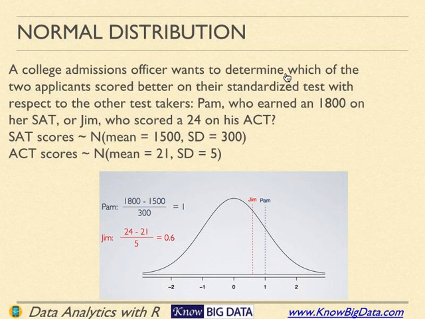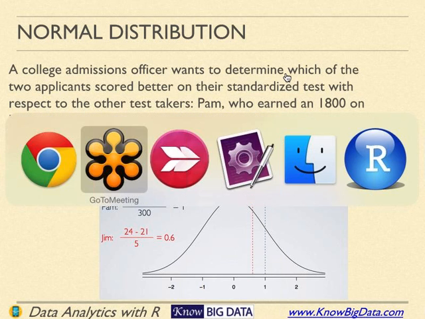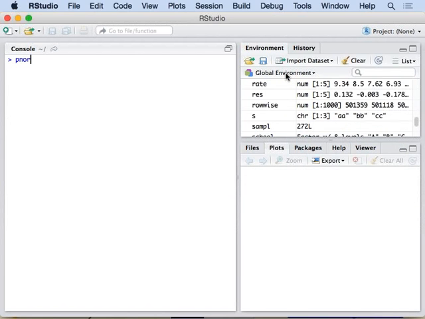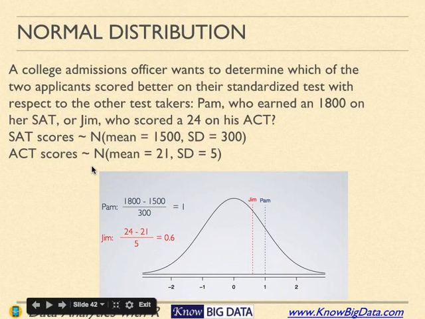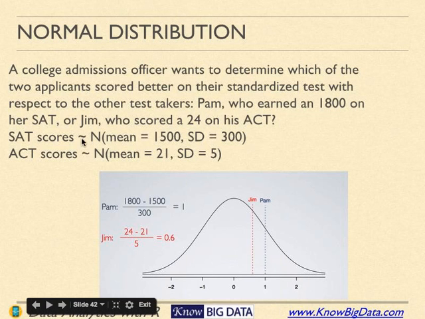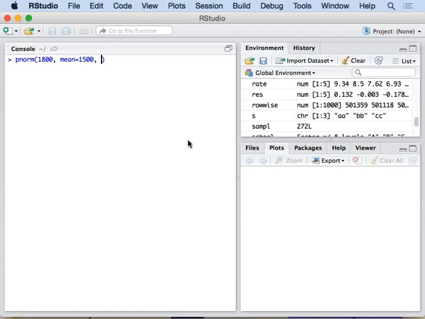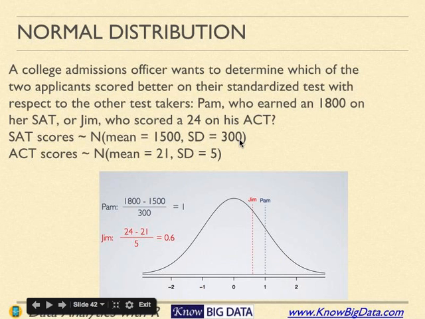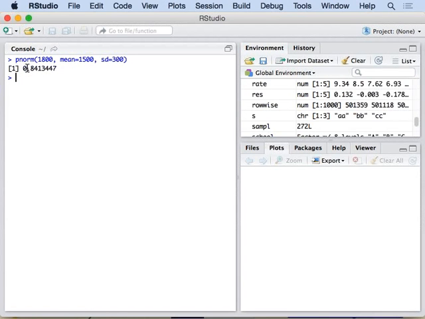Now let me show you what it means. How do you find out? There is a function in R called pnorm. If you tell pnorm that I have got a score of 1800, the mean is 1500 and the standard deviation is 300, it tells you that this person is in the 84% of candidates.